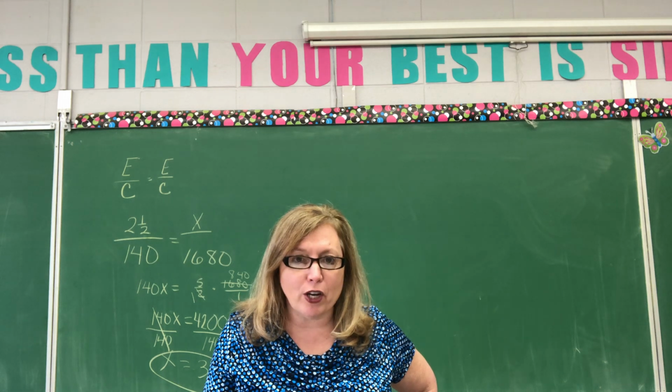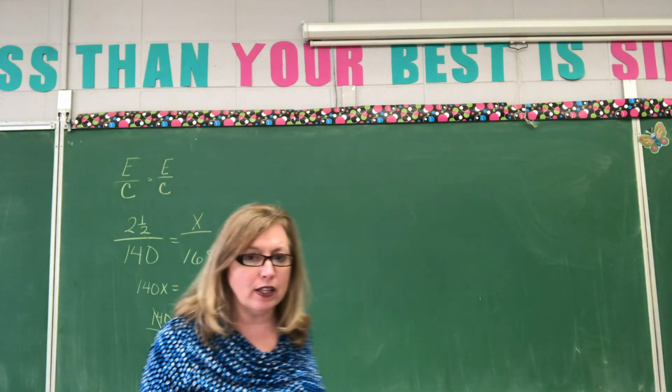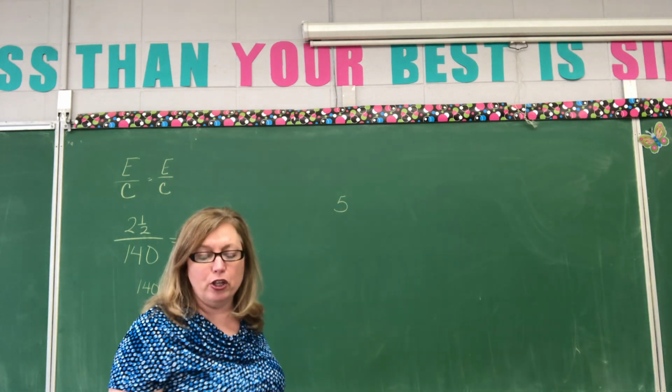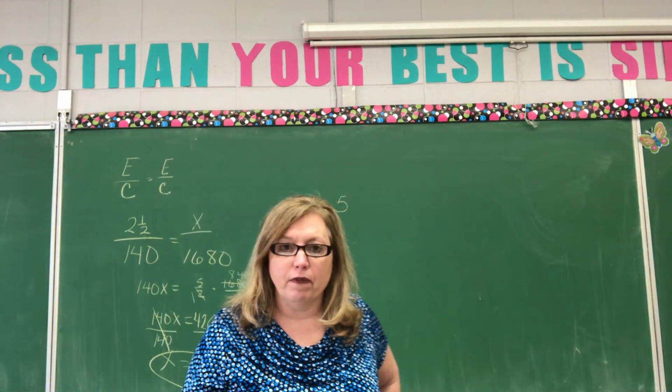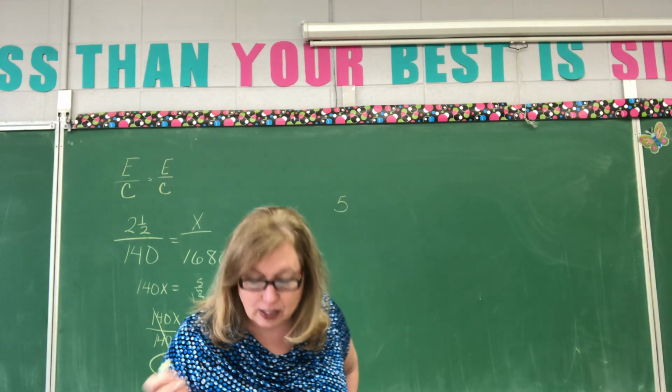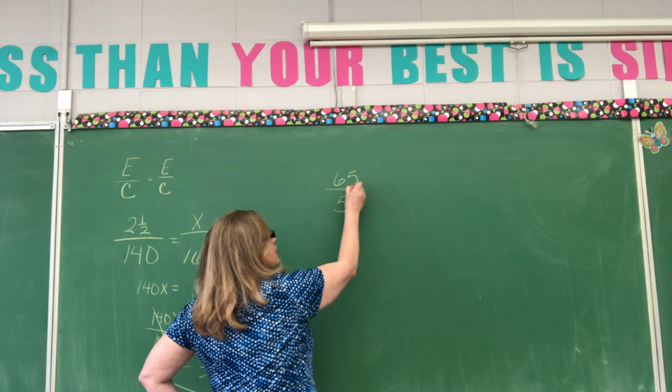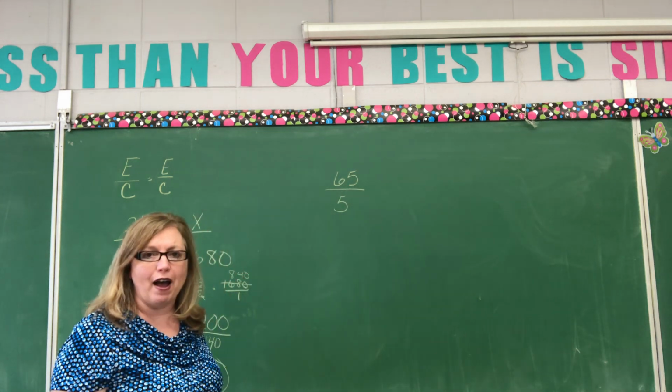Okay, what's our first ratio? 5 gallons. Okay, 5 gallons is going to be used how often? I'm sorry, it's 5 weeks. It's 65 gallons, okay? So let's change that. Let's put gallons on the top. 65 gallons for 5 weeks.